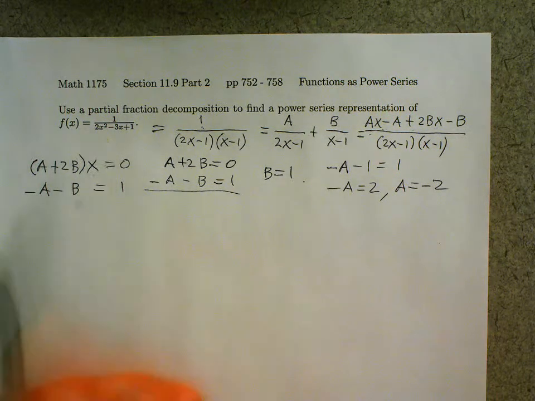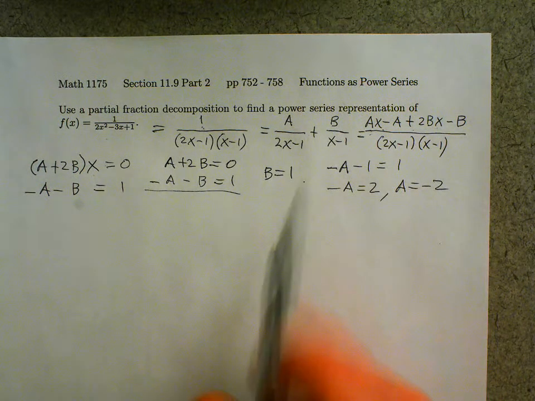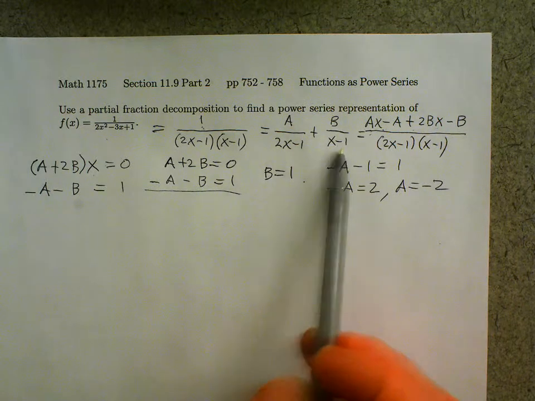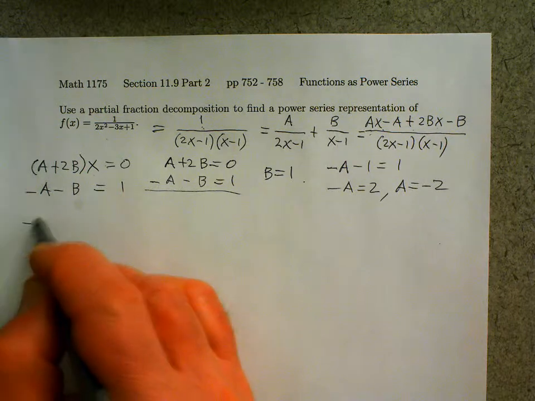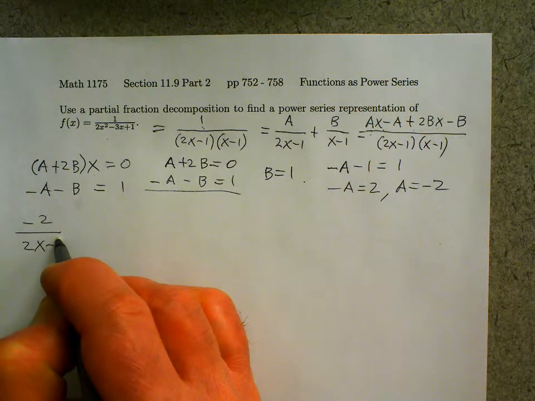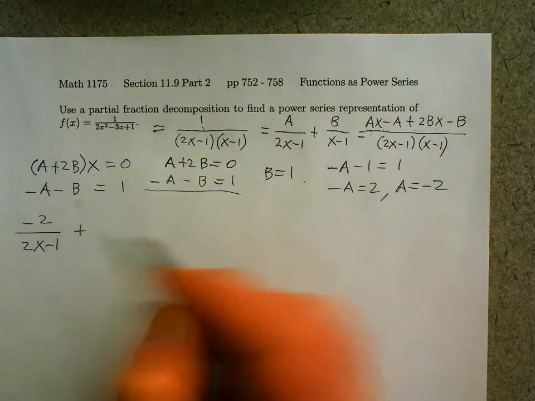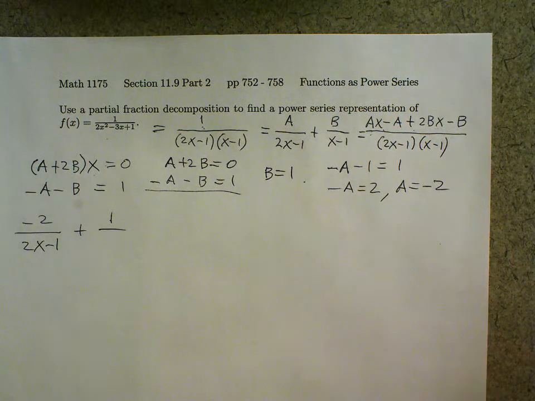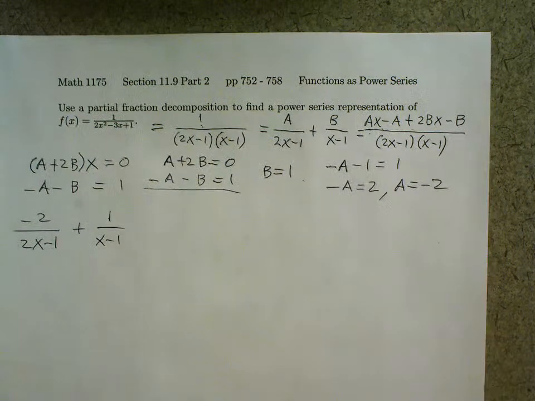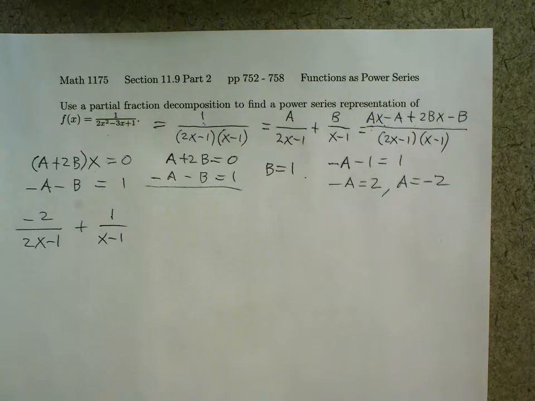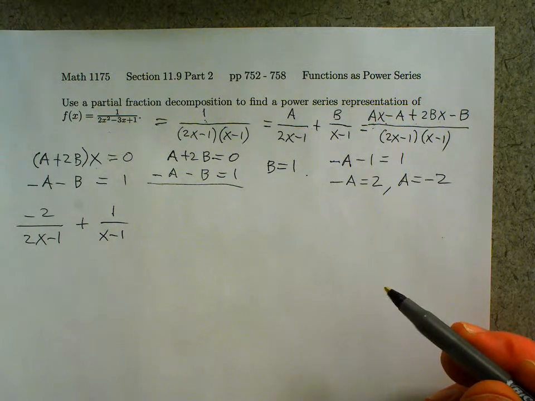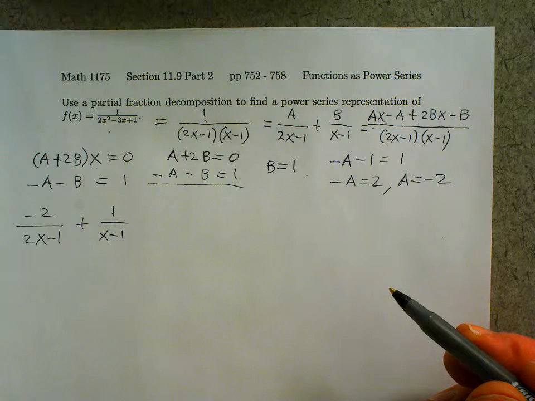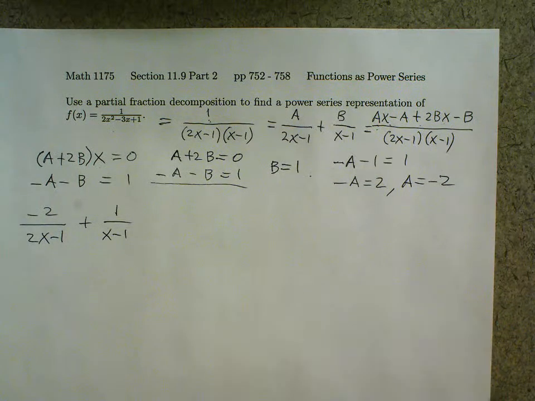Okay, so this function written as a sum of two smaller rational functions is negative 2 over 2x minus 1 plus 1 over x minus 1. Okay, so now what?